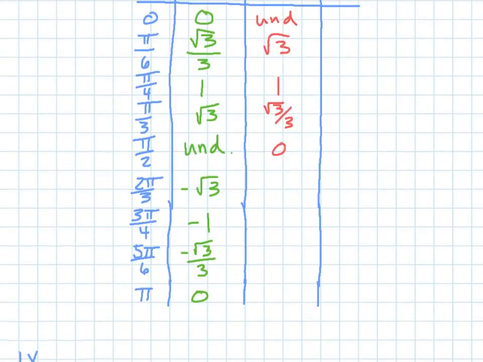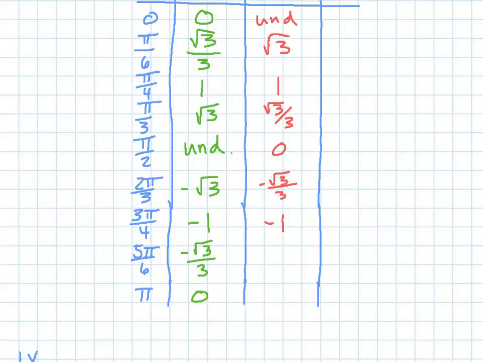And then for 2 pi over 3, you have negative 1/2 divided by square root of 3 over 2. So it's just the opposite of what pi over 3 was, so negative square root of 3 over 3. It's the opposite sign. At 3 pi over 4, here you also have negative square root of 2 over 2 divided by square root of 2 over 2. That gets you negative 1.